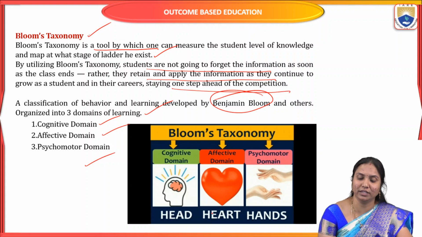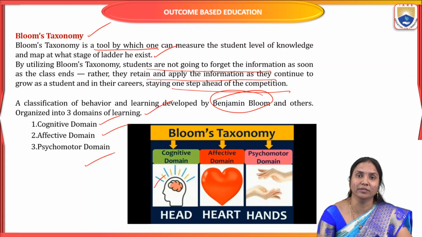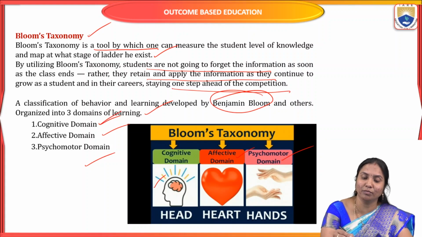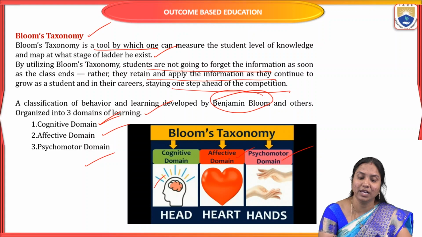The cognitive domain is related to the mind, thinking, knowledge, the brain. The affective domain is related to the heart, that means emotions, feelings. And the psychomotor domain is physiological activities by hands. So there are 3 types of domains of learning: cognitive, affective, psychomotor.